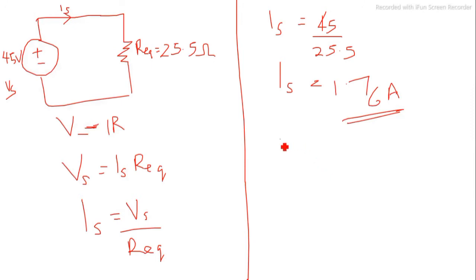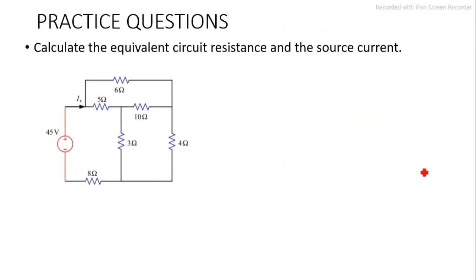So that means our I source from the battery is what? 1.76 ampere. So that's the supply current from the battery. So let's move to the practice question.